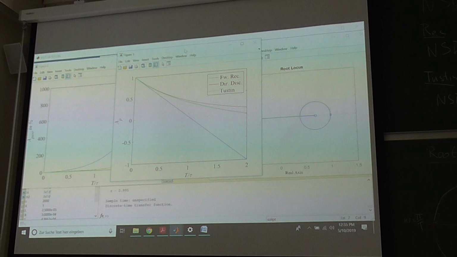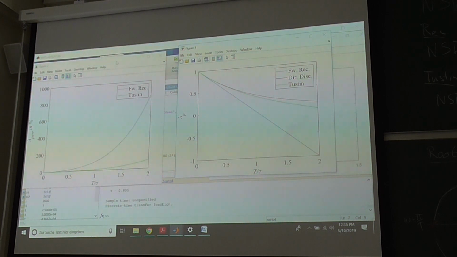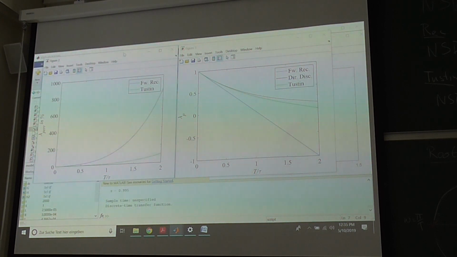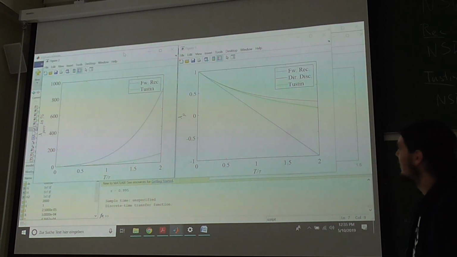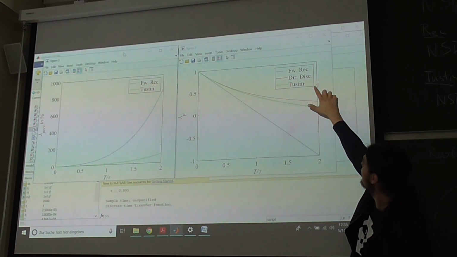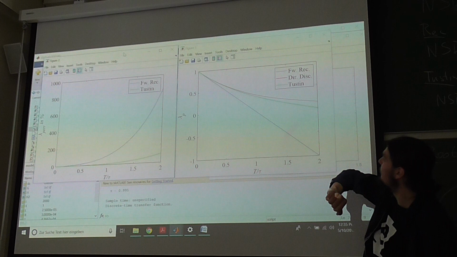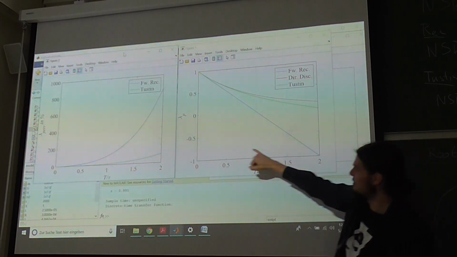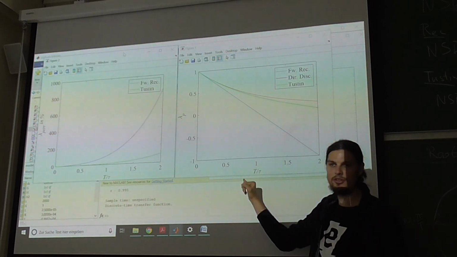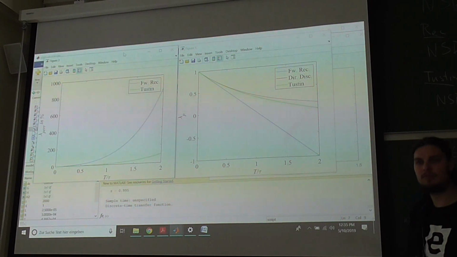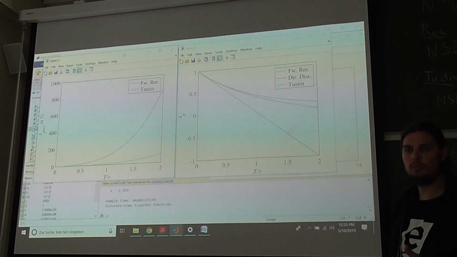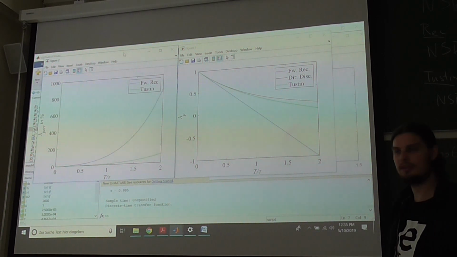Okay, so first I want to have a look at this. That's what I basically told you. What I'm plotting here is the transfer function in the direct discrete and the forward, and where the poles are situated, depending on T over tau. So in the homework I basically said we should change T and look at how good these approximations are, right?